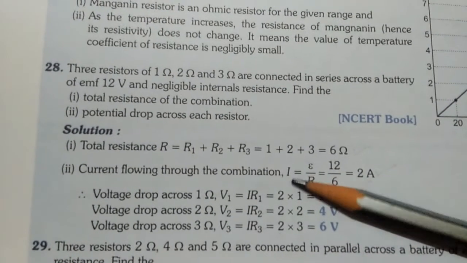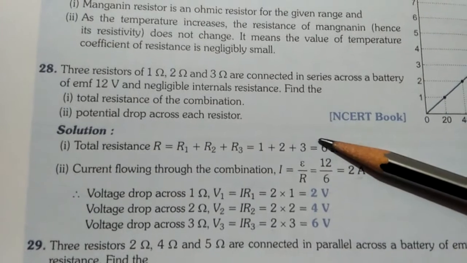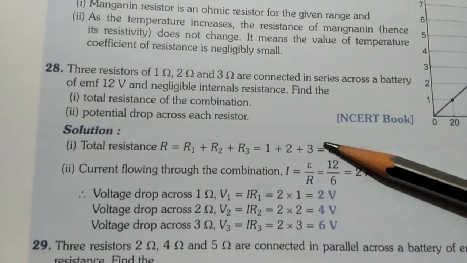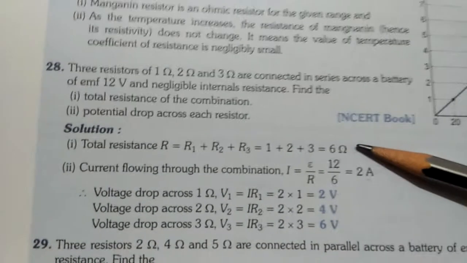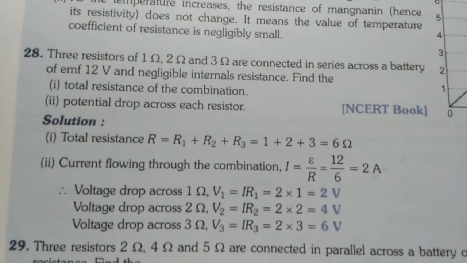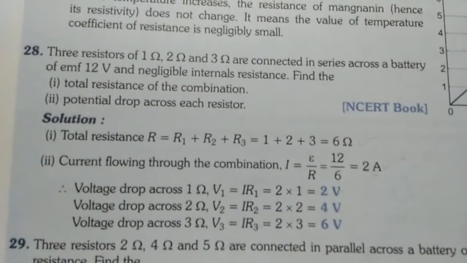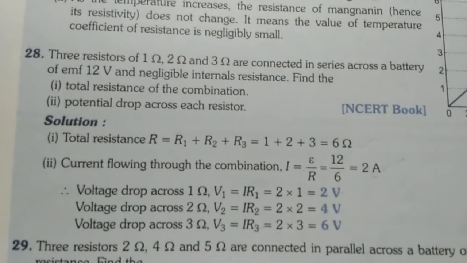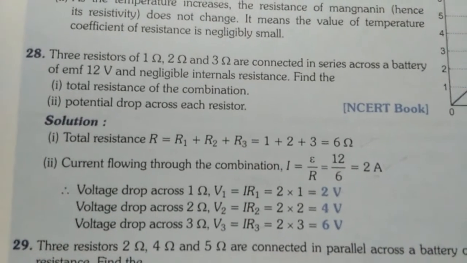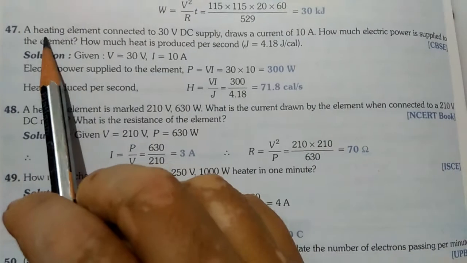So whenever any question comes to find the total resistance, you can find it like this, and if it is in parallel then you can use the parallel formula. And if it is asked to find the potential drop across the resistors, then first you have to find the value of current in the circuit, then only you can find the individual voltage drops or potential differences. Okay. Now move to the next question.